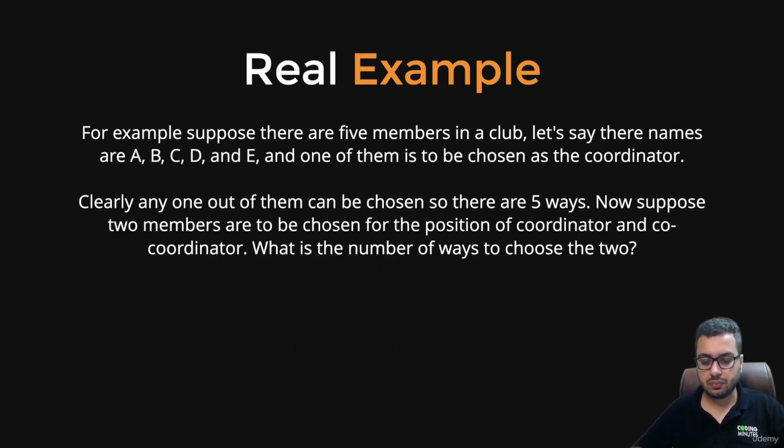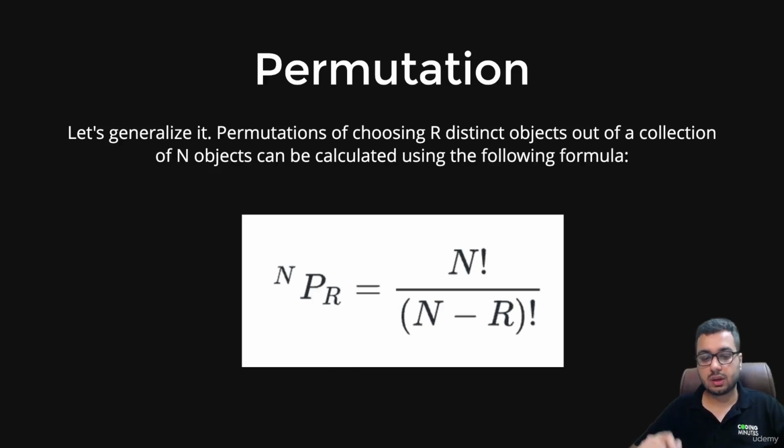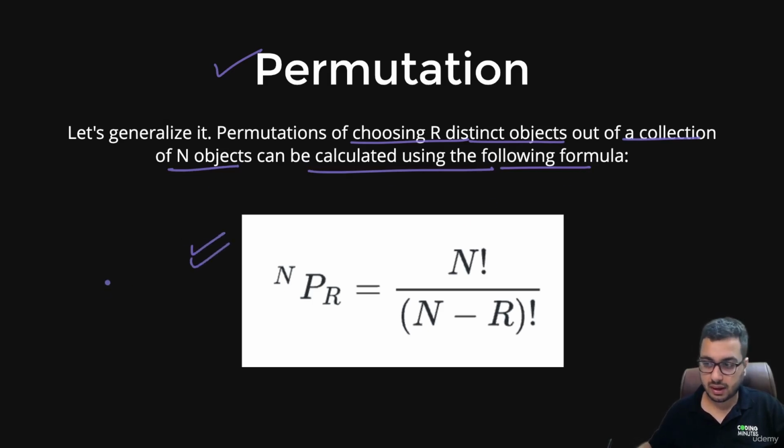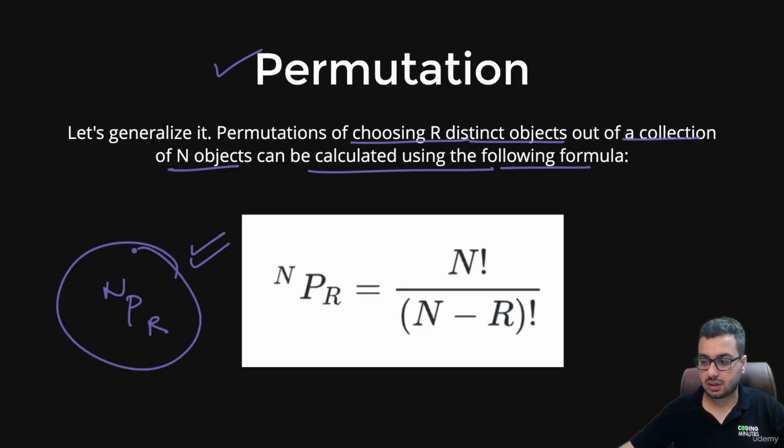I hope you understood what permutation is. Permutation is a way of choosing r distinct objects out of a collection of n objects, and it can be calculated using the following formula. This is the formula for nPr. This is what permutation is.